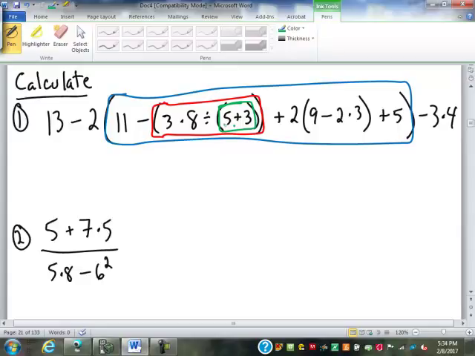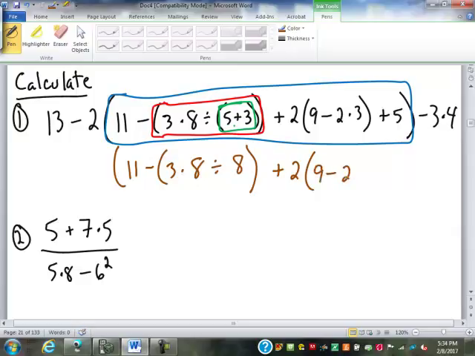So inside there, we got 5 plus 3, which is 8. Good. So we take out the 5 plus 3, replace it with 8. Now we are down to a single number in that parentheses, in the green box. So I can take out the parentheses. I don't need it anymore. The rest of the problem remains unchanged.